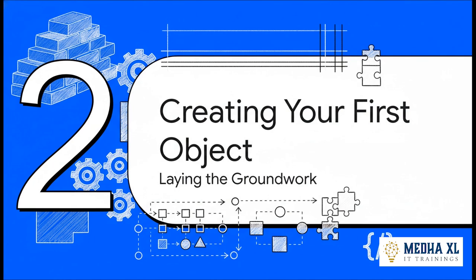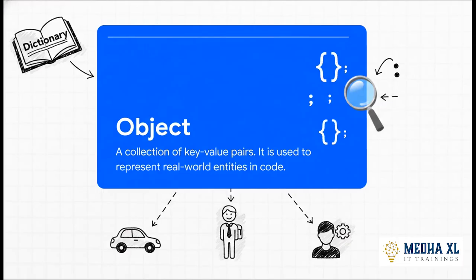All right, section 2, it's time to lay the groundwork. Let's see how you can start building these powerful little structures for yourself. So, what is an object, really? At its core, it's just a collection of key-value pairs. The easiest way to think about it is like a dictionary. The key is the word you look up, and the value is the definition. We use these collections to build models of real-world things, like a user, a product, a blog post, anything.